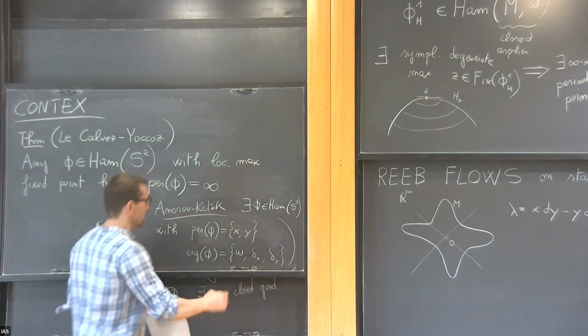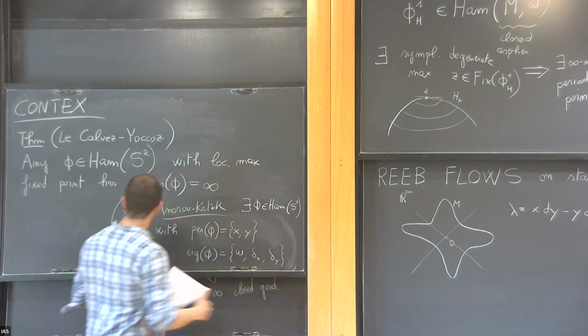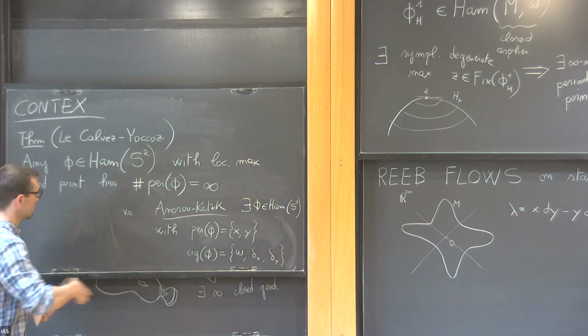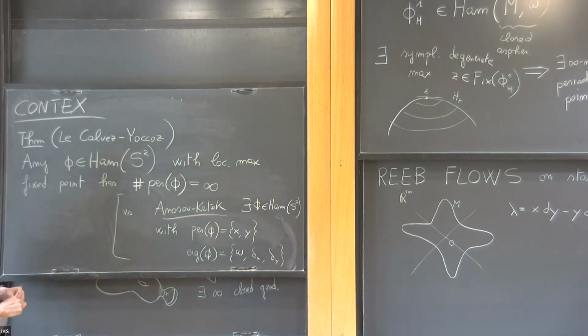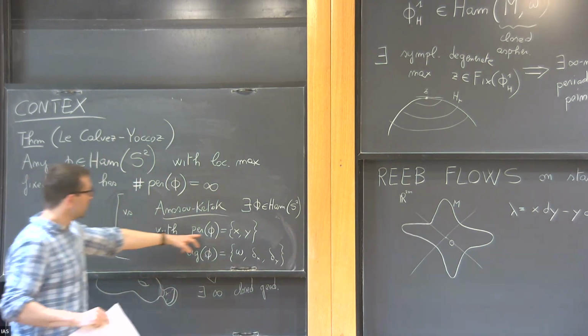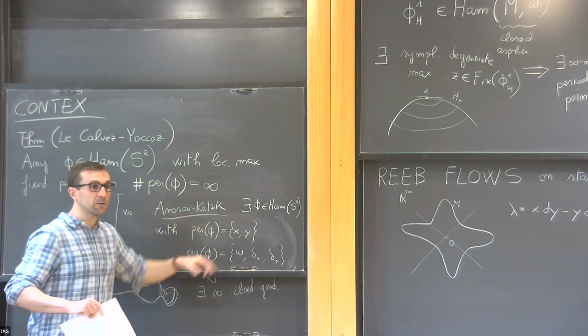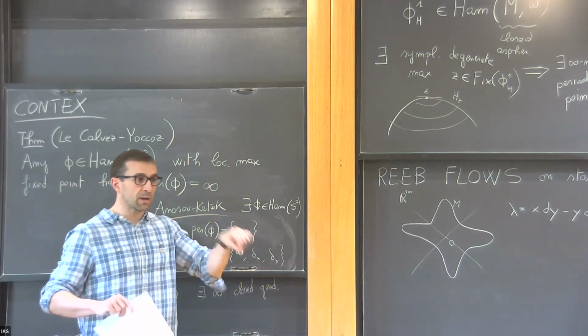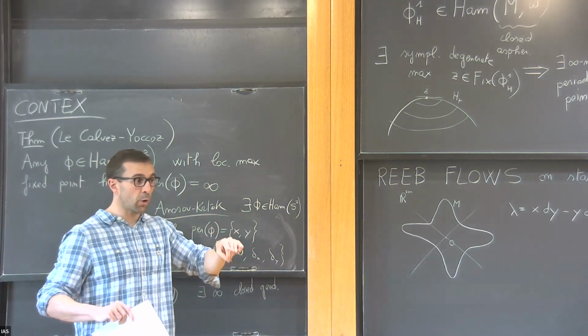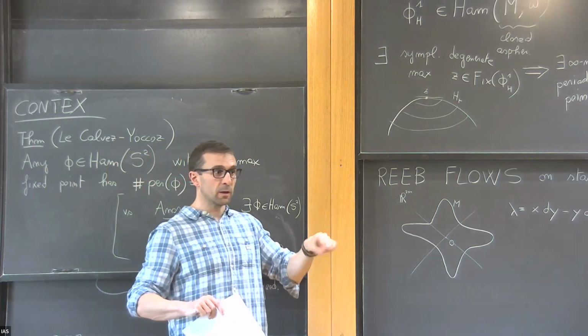Now, if you look at these two statements, they seem to be in contradiction. Meaning, if you have only two periodic points, this theorem tells you that around any of these two periodic points, there are complicated invariant sets. In particular, there are orbits that stay trapped in a small neighborhood.